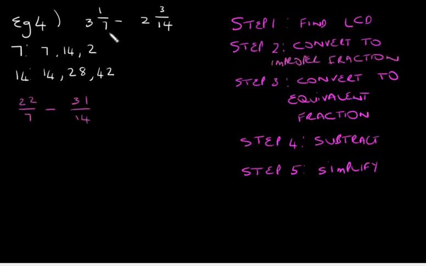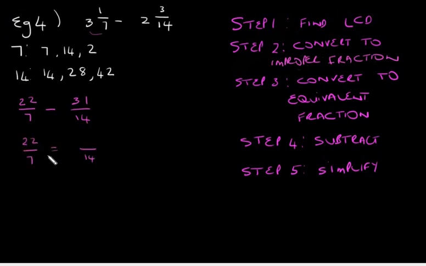So 3 times 7 is 21, and 21 plus 1 is 22. So 3 and 1 over 7 is the same thing as 22 over 7. And then 2 times 14 is 28, and 28 plus 3 is 31. So now that we've converted it to an improper fraction, we need to convert it to equivalent fractions. So let's do that.